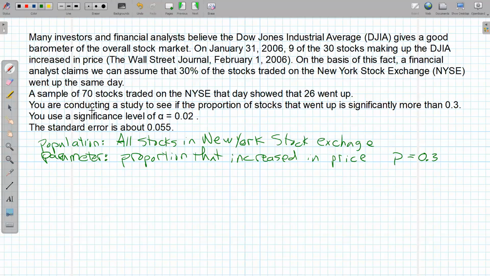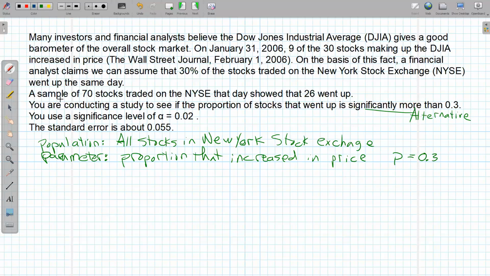And then my alternative is based on this right here. The proportion of stocks that went up, that part is just saying what the parameter is again. The significantly more than, that's the alternative right there. So this one was a little bit tricky in that regard.